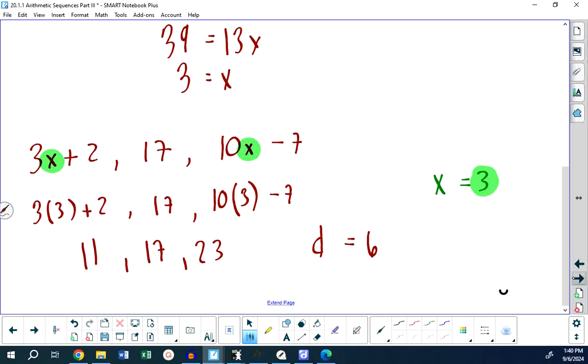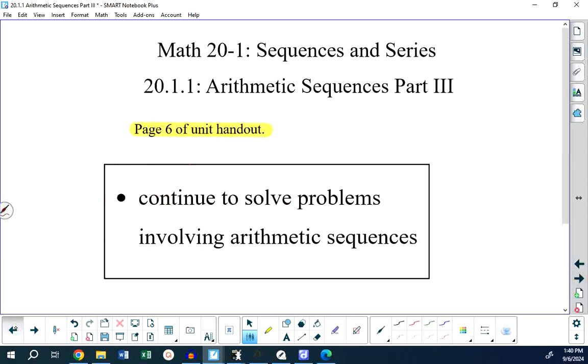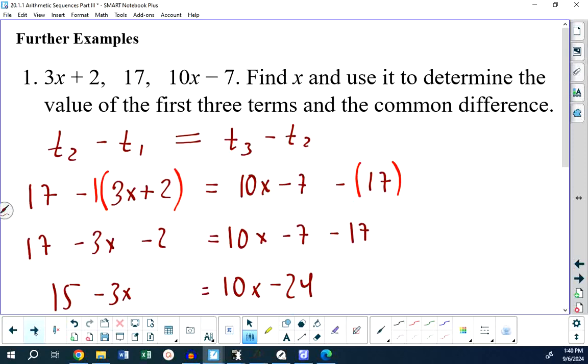Keep in mind, we're just starting out early. Things are going to escalate in terms of difficulty. But keep in mind, I could have given you this information, and instead of asking you what's the value of x, what's the common difference, what's the first 3 terms, I could have just said, okay, what's the 8th term? And if I say, what's the 8th term, your brain should say, well, I better know the first term and the common difference, so I'd better use this method to find x, so I will know the first term and the common difference. All right, let's move on.